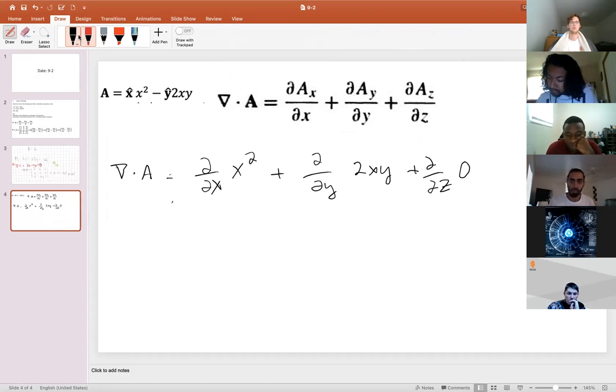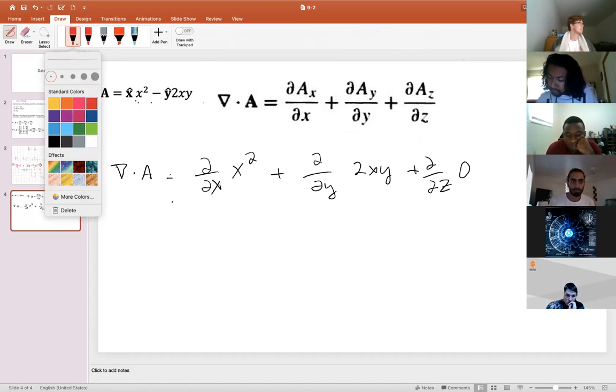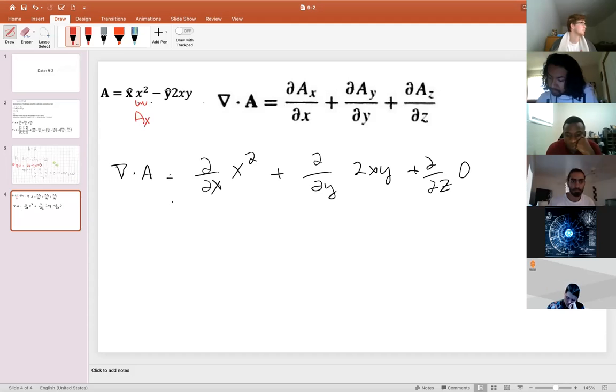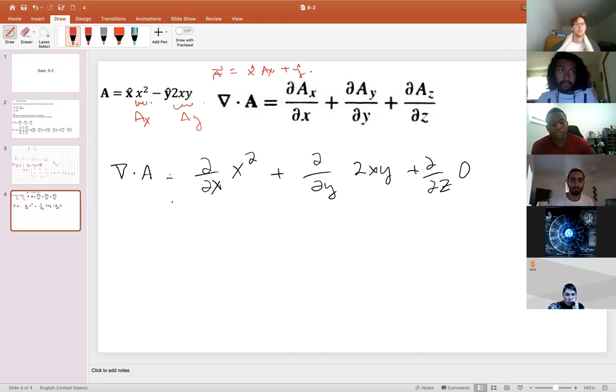All right, so if we look at this, this part would be AX. This is the magnitude in the X direction. And this is AY. So we can write a standard vector as X with X magnitude, Y with Y magnitude, plus Z with Z magnitude. So that's how I pull each one of these down to here.